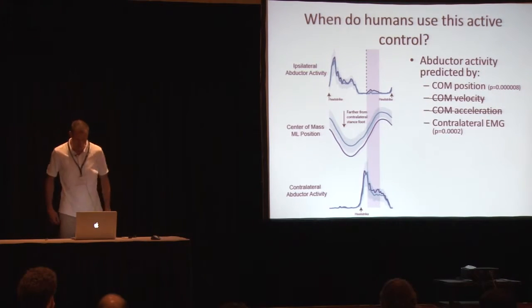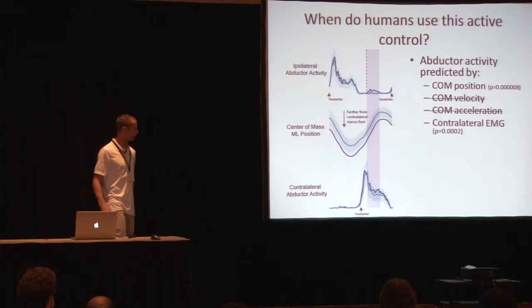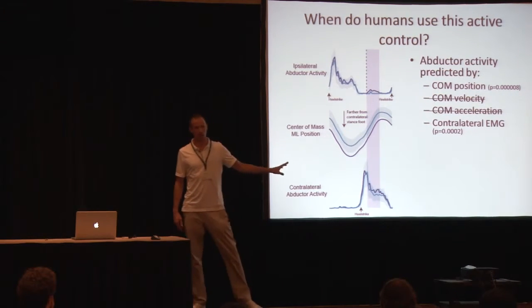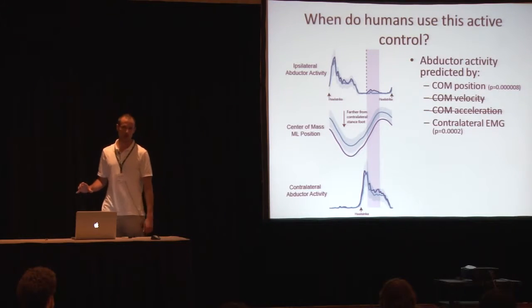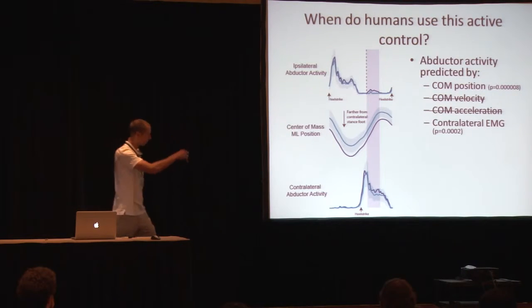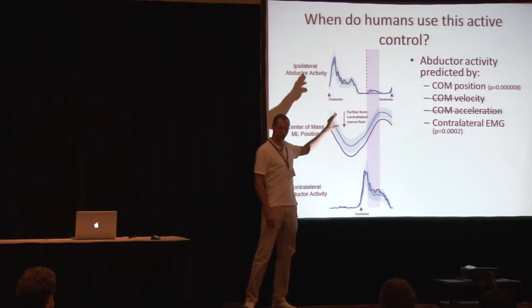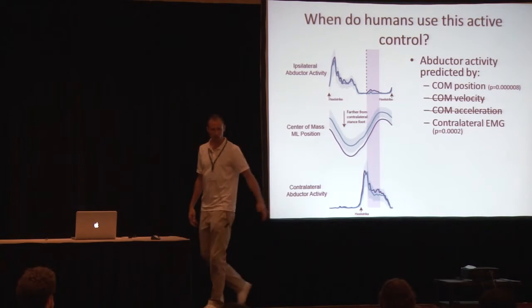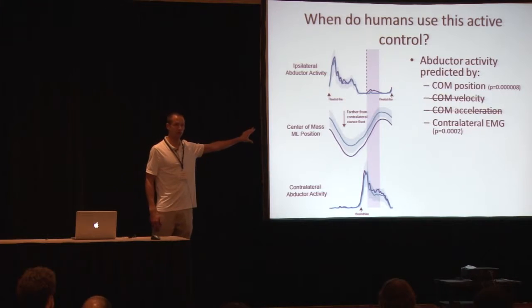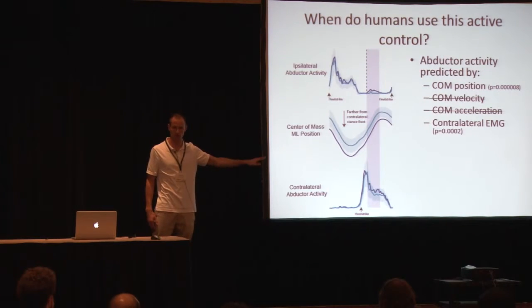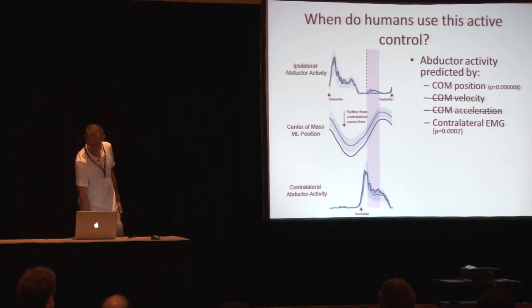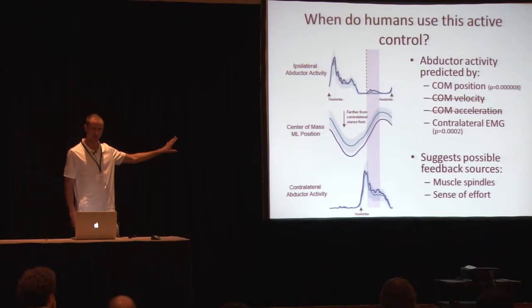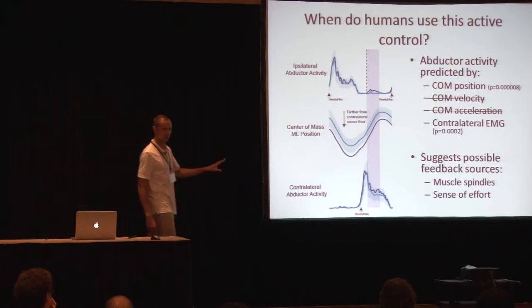Center of mass velocity and acceleration didn't really tell us much of anything. And there was another effect, which I'm not sure if calling it a predictor is the best way to go, but if you looked at the opposite side, the contralateral leg, and looked at the muscle activity there, during the same time period where we had this difference between quiet and loud strides, the loud strides were also louder on the stance leg. So I think these two things are related, where your center of mass is and how much you have to activate your stance leg. But both of these observations suggest, and this isn't an exhaustive list, possible feedback sources.